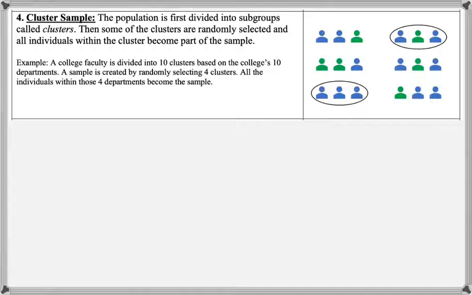So if we look at our diagram, we have our 18 people, and we've divided them into 6 clusters. And we are trying to get a sample of 6 people. So we are going to randomly select 2 clusters, and we are going to take all members of those clusters, and that's going to be our sample.